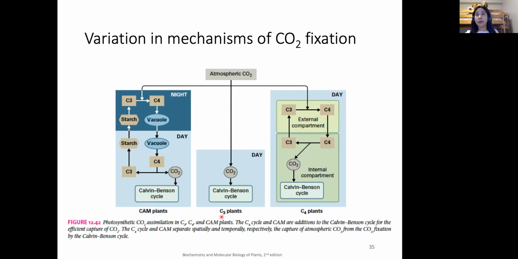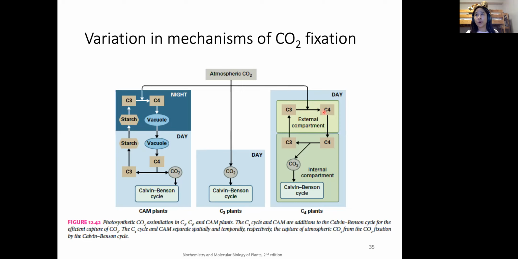Here you have C3 plants that use only the Calvin-Benson cycle to fix the carbon. C4 and CAM plants, these two mechanisms fix carbon twice. The first product is a carbon-4 compound, so this is called C4 plants. It fixes the carbon dioxide the first time into C4 from C3.